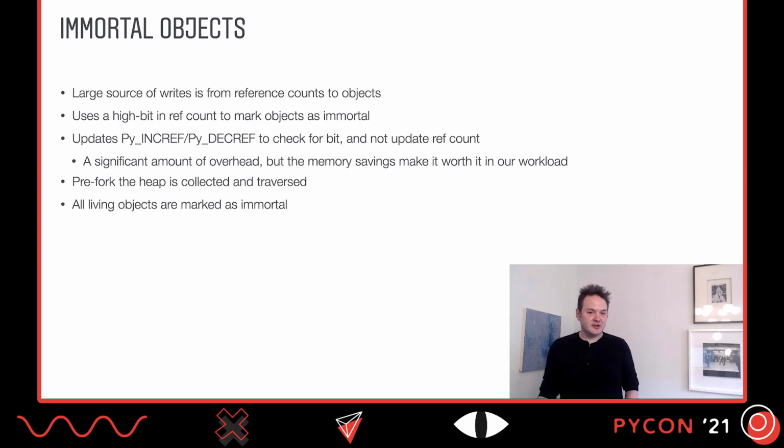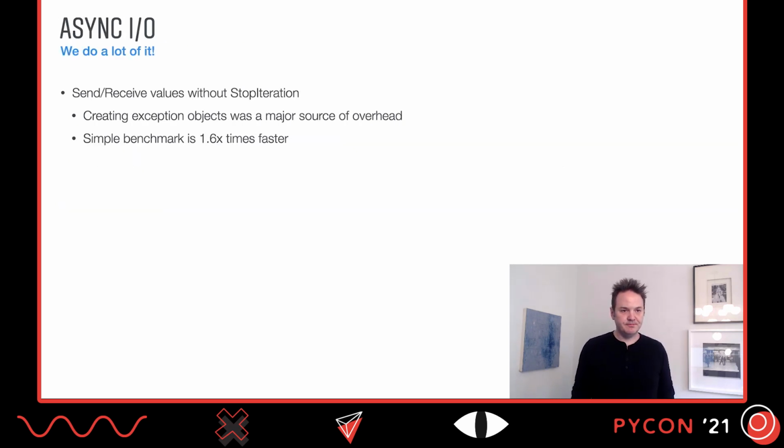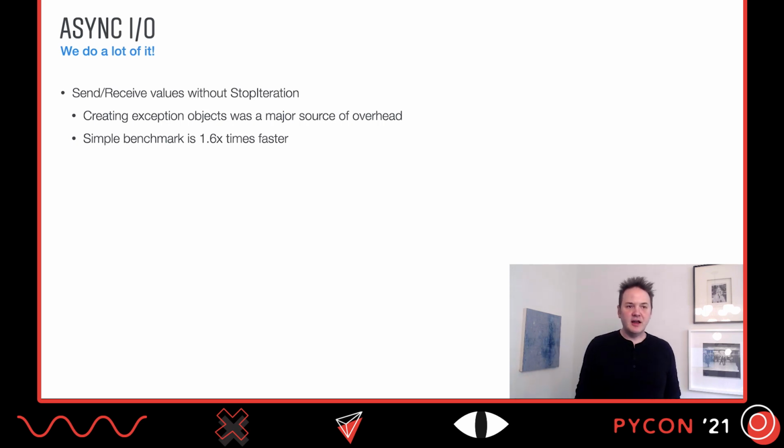Pre-fork, the heap is actually collected and then it's traversed, and all those objects that are in the heap are marked as being immortal. And this actually gives us a 5% win in requests per second in our production workloads, which is pretty amazing. Another area that we've focused a lot of effort is on async I/O.